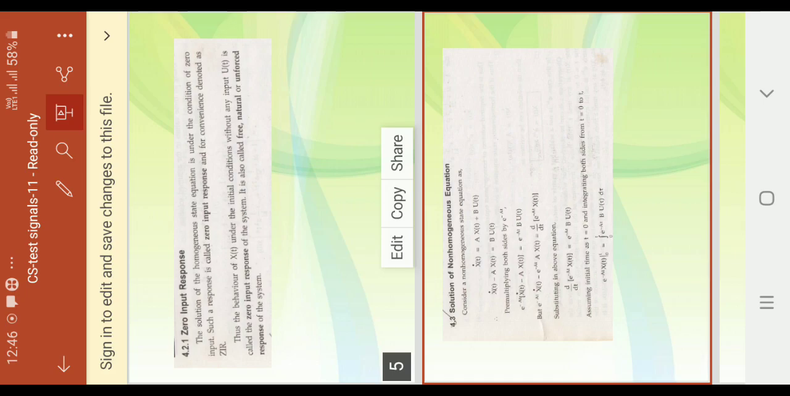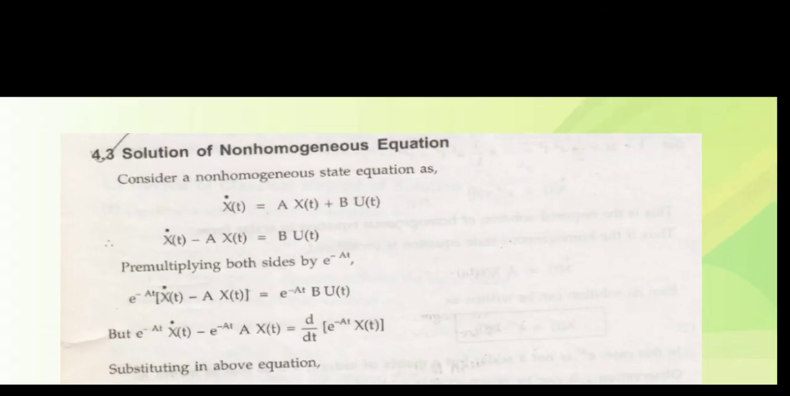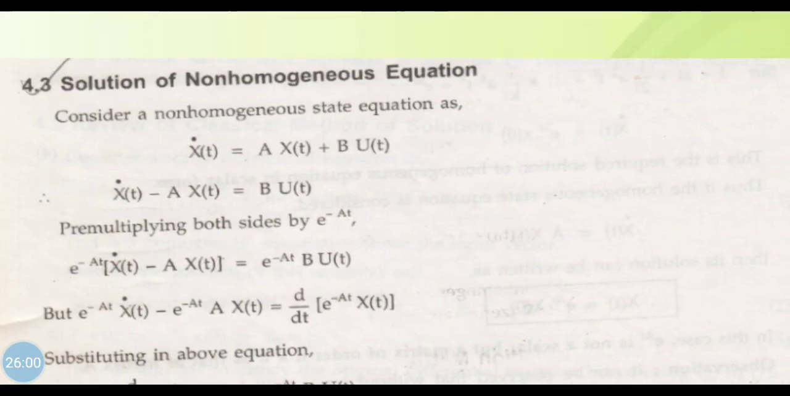Next we'll go for the solution of the non-homogeneous equation. We consider a non-homogeneous state equation as x dot of t is equal to a x of t plus b u of t. So we can write x dot of t minus a x of t is equal to b u of t. Pre-multiplying both sides by e raised to minus at, we get e raised to minus at into (x dot of t minus a x of t) is equal to e raised to minus at b u of t.